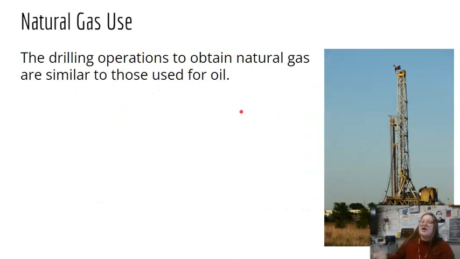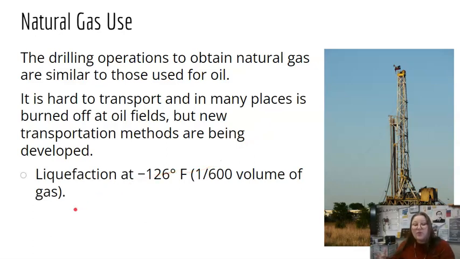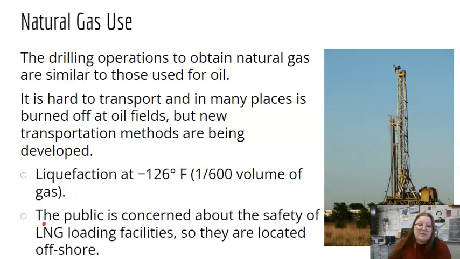All right, and then natural gas. Natural gas is formed with oil, and so the drilling operations to obtain natural gas are similar for oil. It's hard to transport, and in many places, it's still burned off at oil fields, but there are new transportation methods being developed. We can now liquefy, so any gas technically could become a liquid if we get it cool enough. For natural gas to become a liquid, it's negative 126 Fahrenheit, which is pretty cold. But the public is concerned about the safety of those loading facilities, so they are located offshore. So it's really just offshore natural gas drilling that we can liquefy and transport, because people don't want this happening near them.